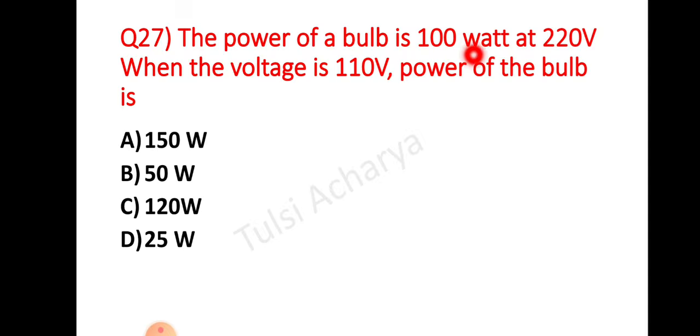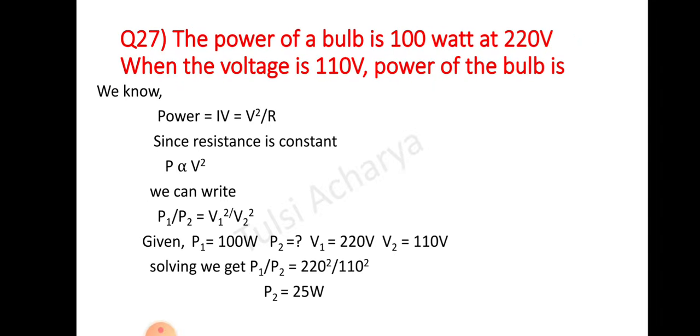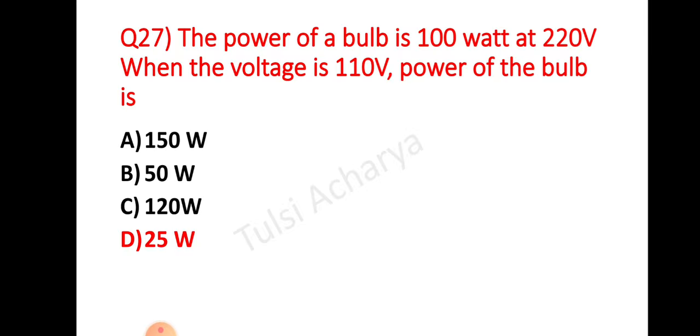Now let's move to question number 27. Power of a bulb is 100 watt at 220 volt. When the voltage is 110 volt, what is the power of the bulb? We know that P is equal to I into V, that is V square by R. In this question, only power and voltage are changing, so resistance is constant. It means we can write P is proportional to V square. That means P1 by P2 will be V1 square by V2 square. This is our P1 and this is our V1. We need to find P2, this is our V2. By solving this, we get our P2 as 25 watt. That is option choice D.